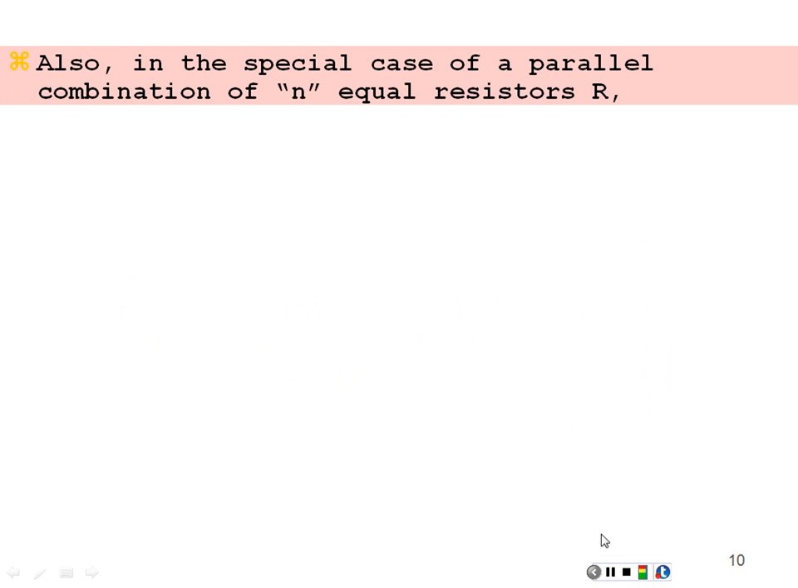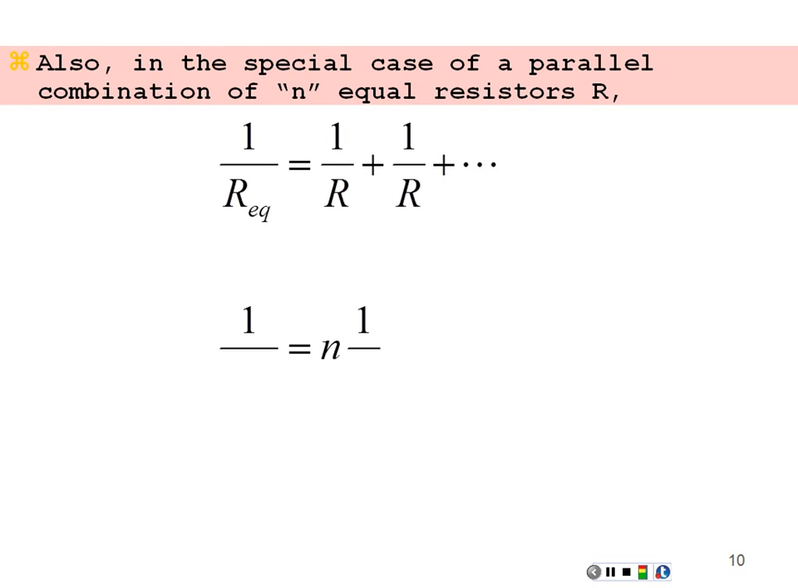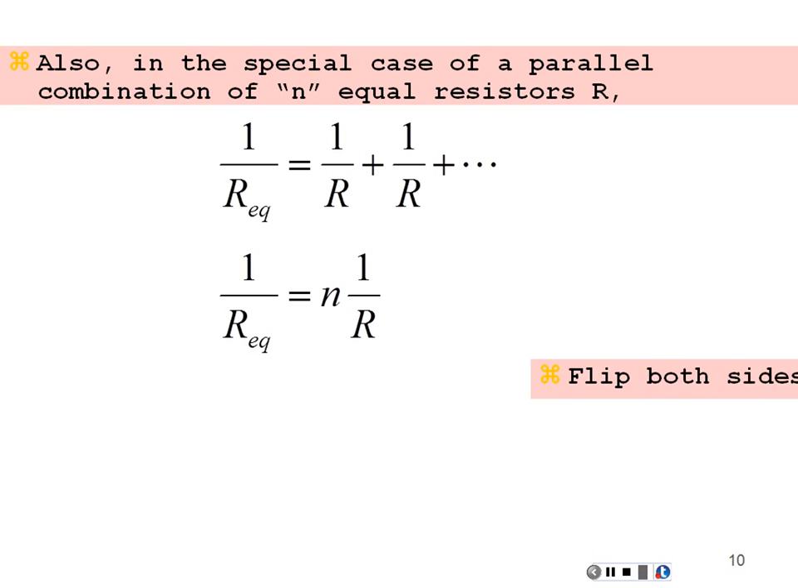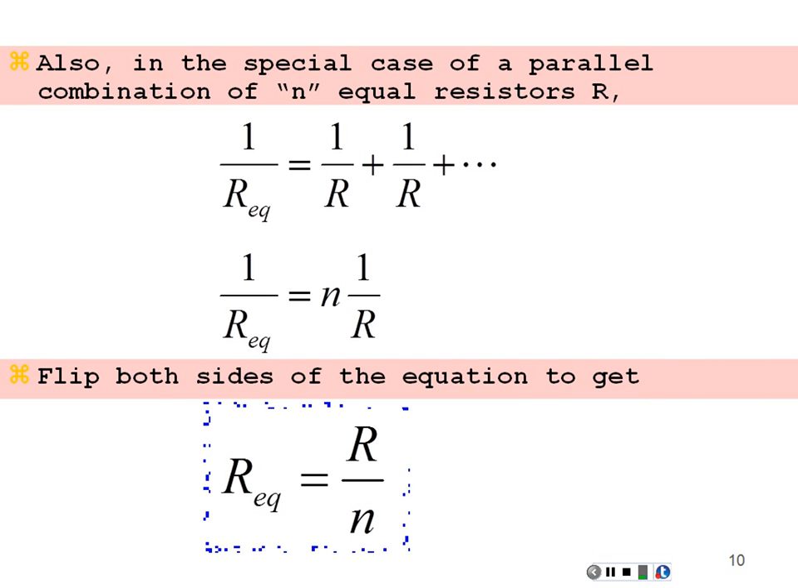In the special case where we have n equal resistors in parallel, then 1 over R equivalent is going to equal 1 over R plus 1 over R plus 1 over R, n times. So 1 over R equivalent will equal n times 1 over R. I could algebraically solve for R equivalent or just flip both sides, and I would have that R equivalent is equal to R divided by n. So if I had 5 2-ohm resistors in parallel, the equivalent resistance of that would be 2 divided by 5, or 0.4 ohms.